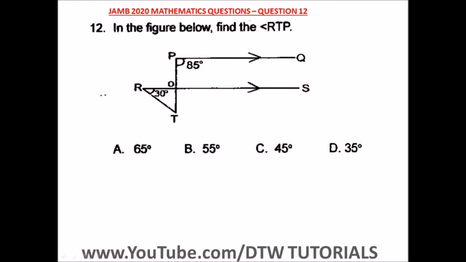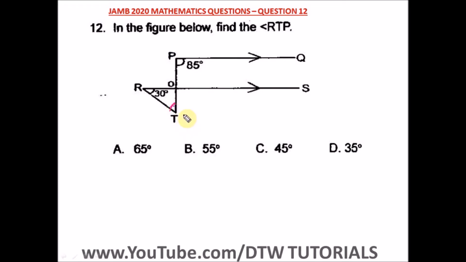So this is question number 12 of the JAMB 2020 mathematics question. We're told that in the figure below, which is this figure, we should find the angle RTP. So they want us to find this angle.